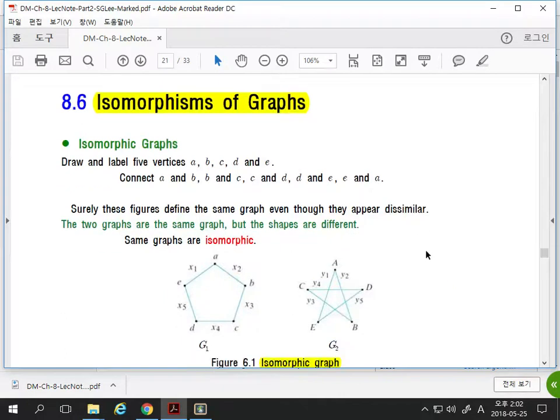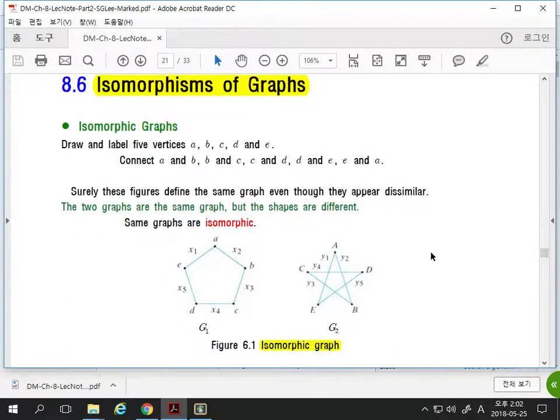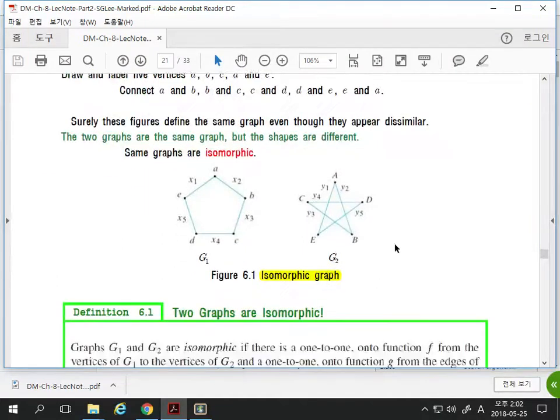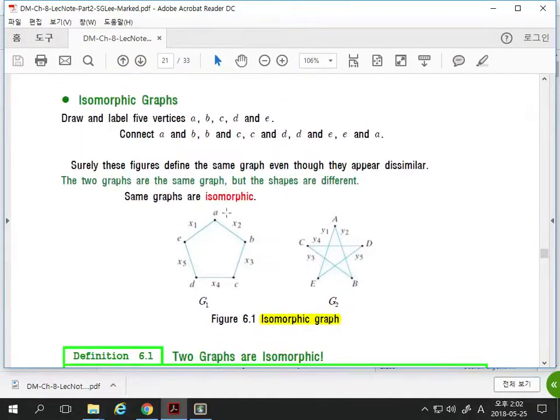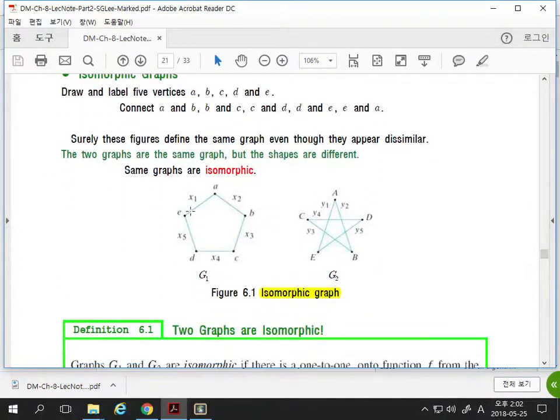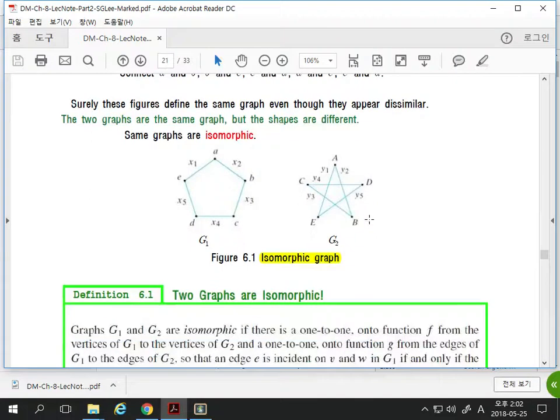Next, isomorphism of graphs. Yeah, we have two graphs like this. But what we want to tell is basically these two graphs are the same, structurally the same. We call these two graphs isomorphic. Then when do we call two graphs isomorphic?